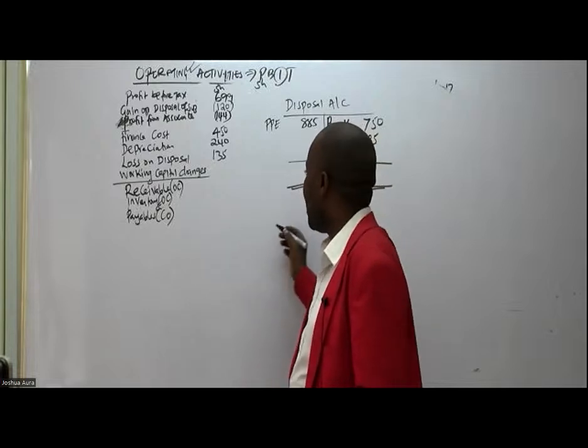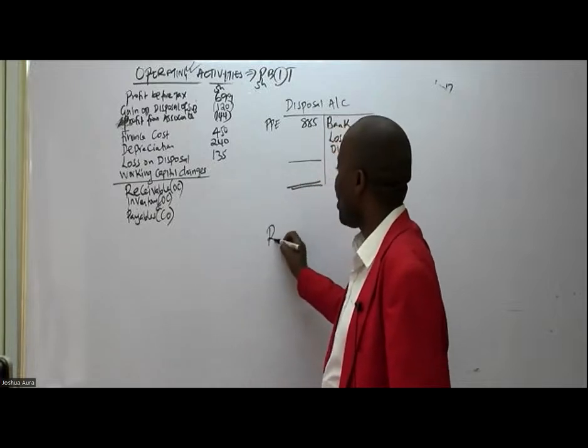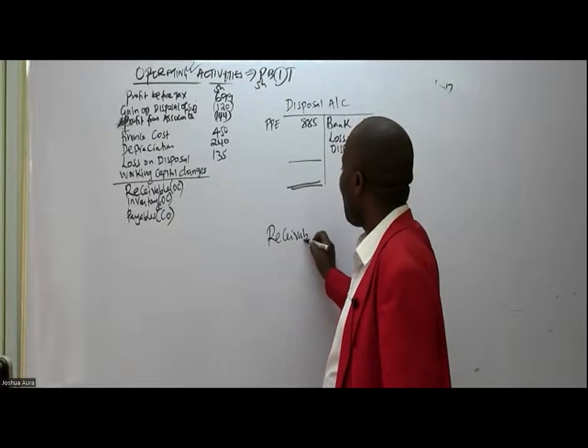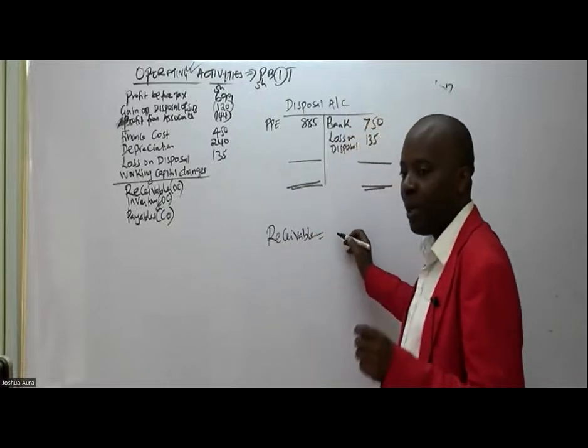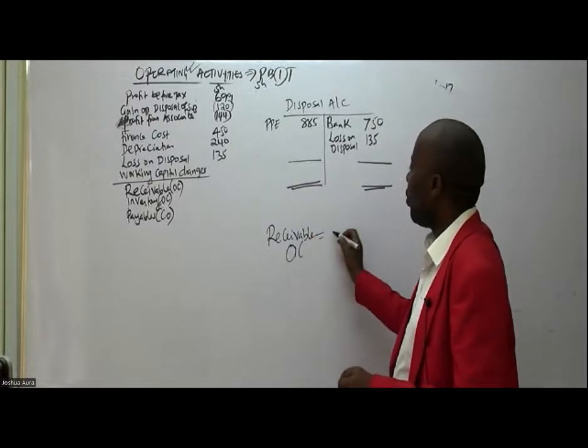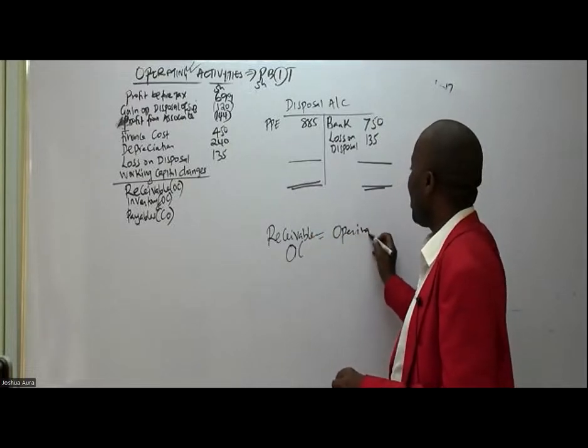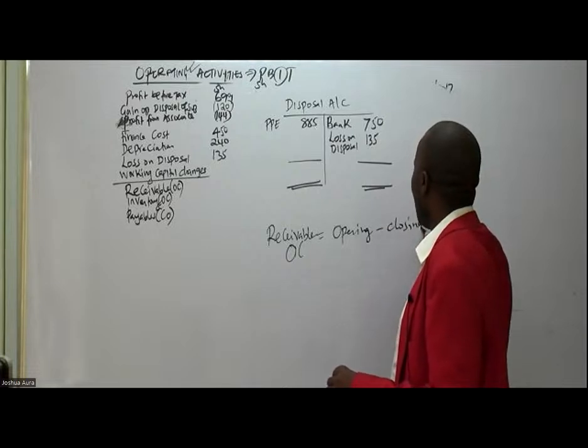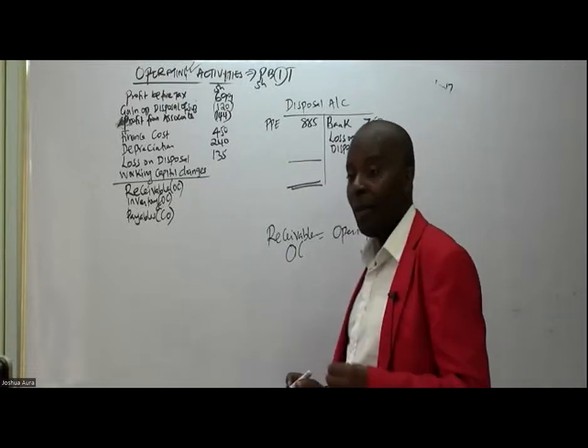For you to understand this, let's just have a working for receivables. So for receivables, we are saying that to be able to get that change, it is OC. OC means we take opening minus what here? Closing. OC means we take opening minus closing.